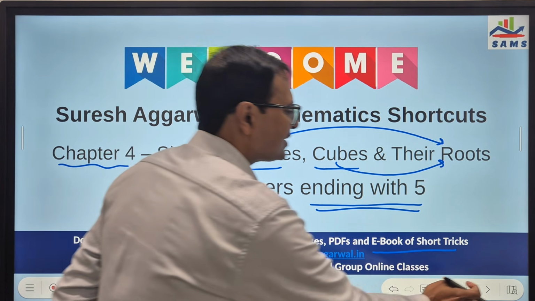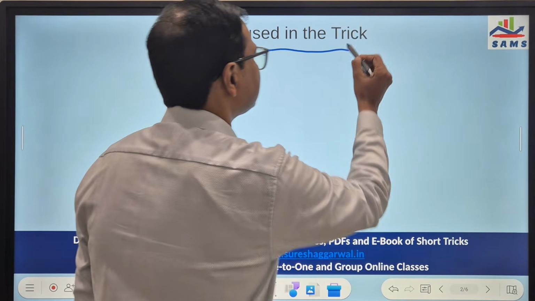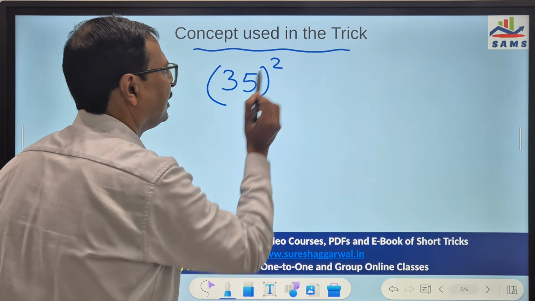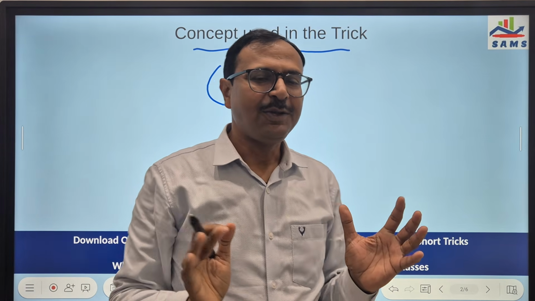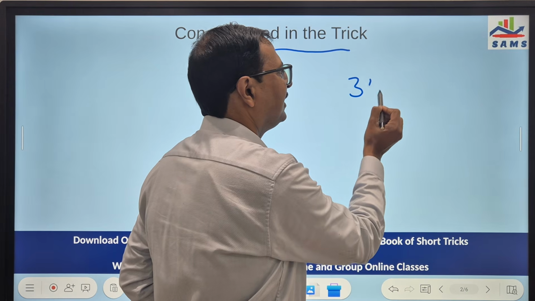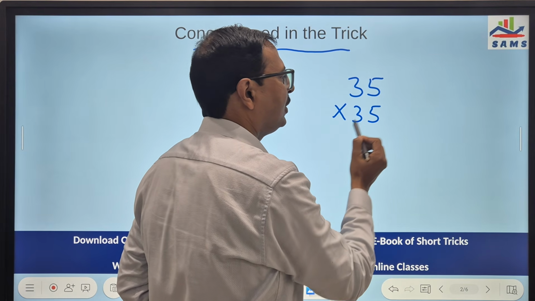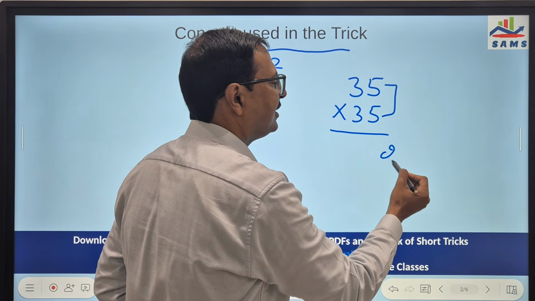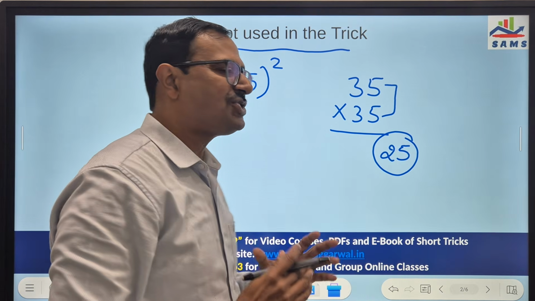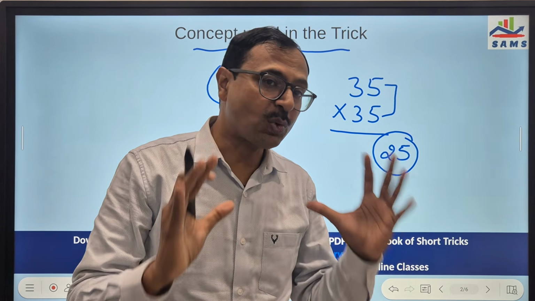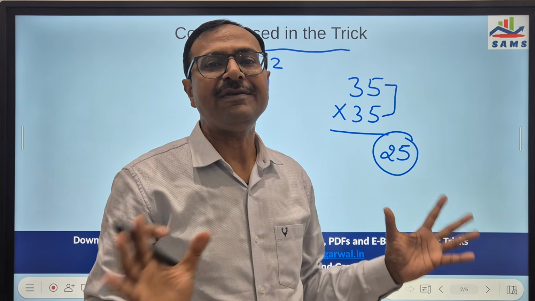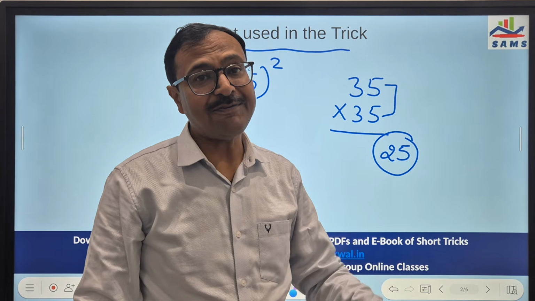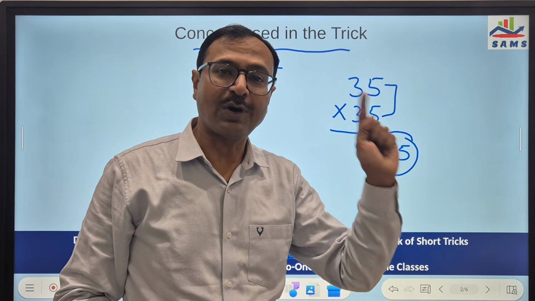The concept involved in squaring numbers ending in 5. I'll take a very easy example of 35. 35 square. Do you know what works best here? You are doing 35 times 35, right? Now I'm just telling you how the trick is used. Now you have 5 into 5, 25. So all numbers which end in 5, their squares will invariably end in 25. So the last 2 digits are fixed. You don't have to make any change. 25 automatically will be the last 2 digits of the square.